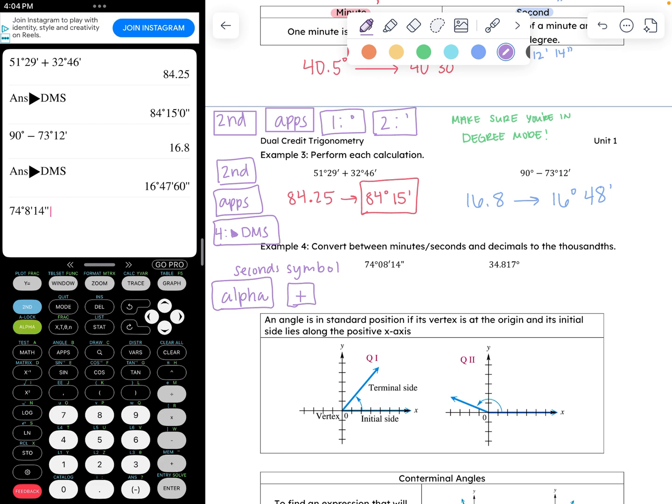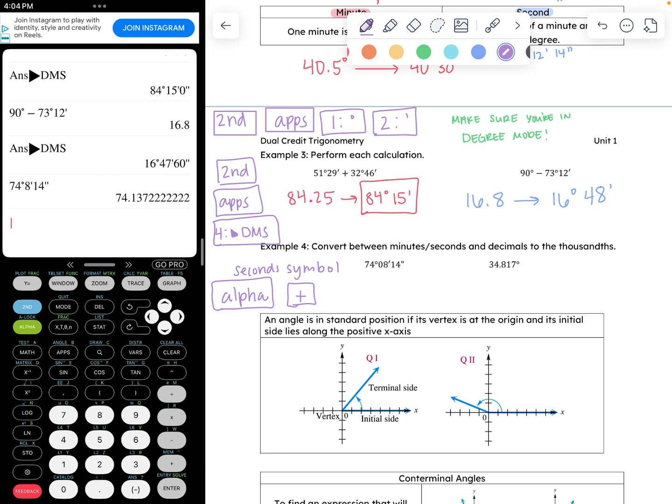And 4 says convert between minutes and seconds and decimals, so I'm trying to take this and make it a decimal degree instead. So all you have to do is hit enter and it'll pop out the decimal version for you. It does say to round it to the thousandths, so that would be 74.137 degrees. It is still a degree, so you do still need the degree sign on it.